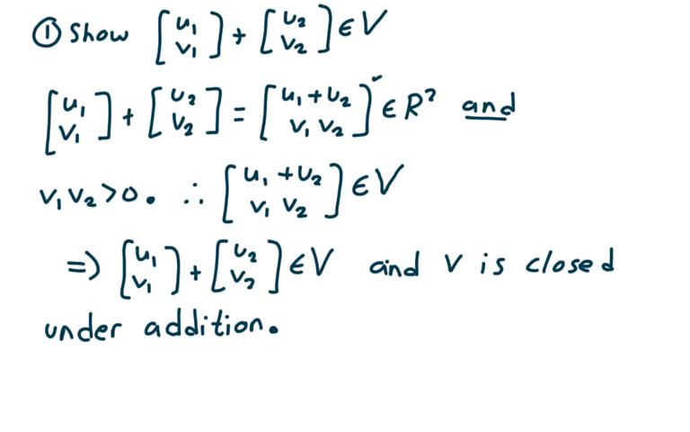Now notice, this column vector belongs to R2, and v1 times v2 is positive. Why is it positive? Because v1 is positive and v2 is positive. When you multiply two positive numbers together, their product is positive. So we can say that the column vector (u1 plus u2, v1 v2) belongs to V. And so therefore, the column vector (u1, v1) plus the column vector (u2, v2) also belongs to V. And we can thus say V is closed under addition. So axiom 1 is satisfied.